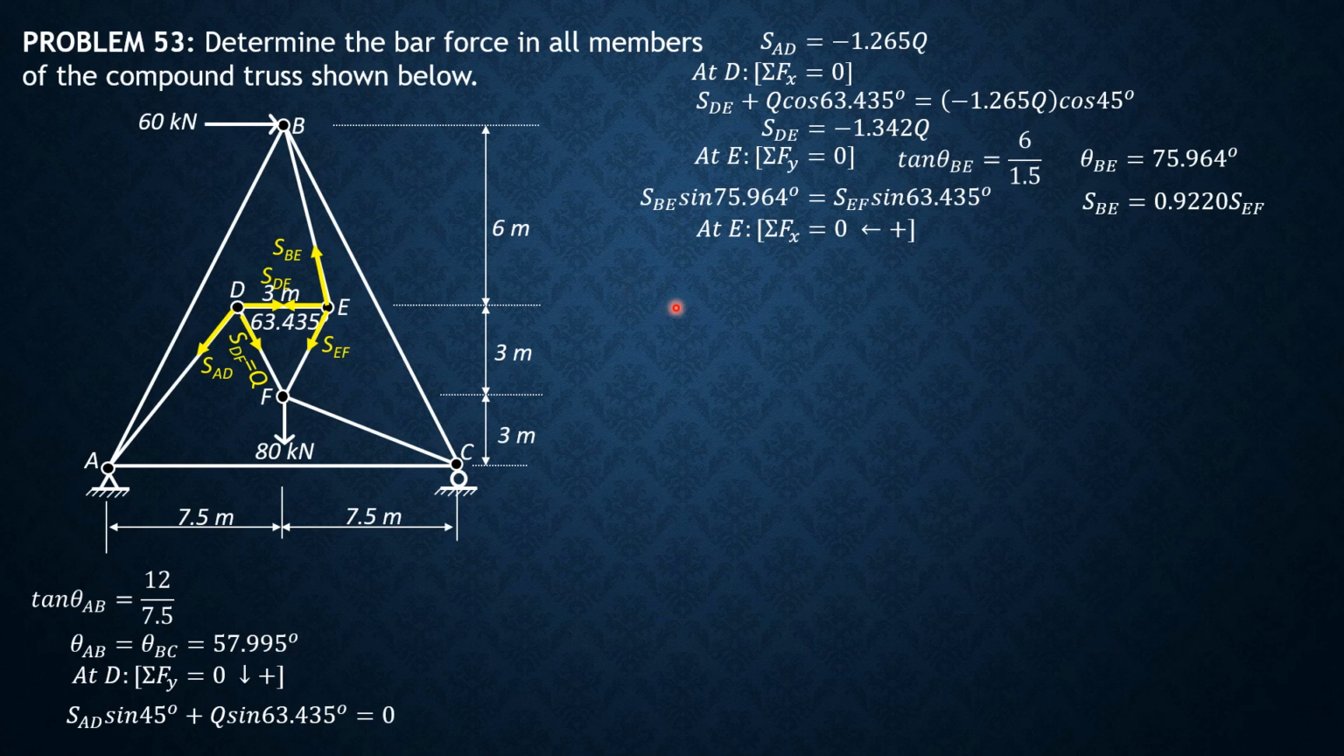So SEF cosine of 63.45 plus SBE, which is 0.9220 SEF cosine of 75.964, plus SDE, which is negative 1.342 of Q, equals 0. So we can now express SEF in terms of Q. It is positive 2Q.